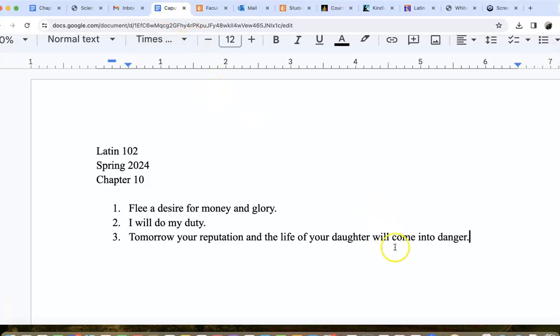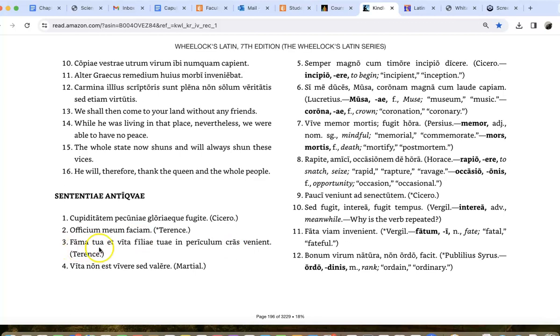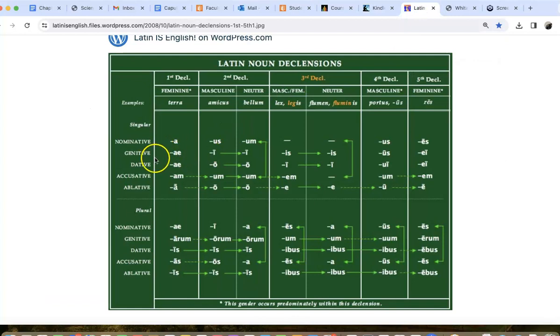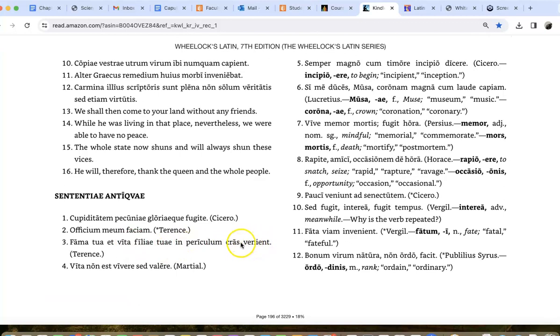Now, probably in English we would say will be in danger, but we have venient here as the verb, and so we're going to have to follow this and be a little bit literal. So tomorrow, your reputation and the life of your daughter. Let's take a look at that for a second. Filiae is AE, so that's genitive. Again, only the context will tell us, is it of or for or to? In this case, the context tells us it's of. So we have to be a little bit discriminating in our lessons here. And then will come, that's future tense.